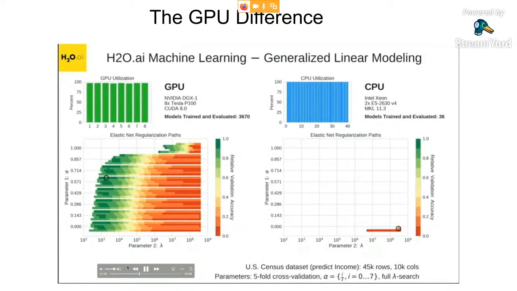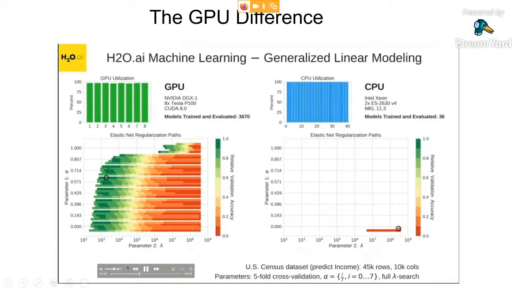Okay, so this gets a little bit to the value that IBM and particularly NVIDIA GPUs bring to artificial intelligence. The use case here is basically U.S. Census data. It's predicting income. And what they did is they did it initially on an Intel Xeon CPU-only server, right? And for this model, you could see it just got started. The models trained and evaluated, the number was 36.